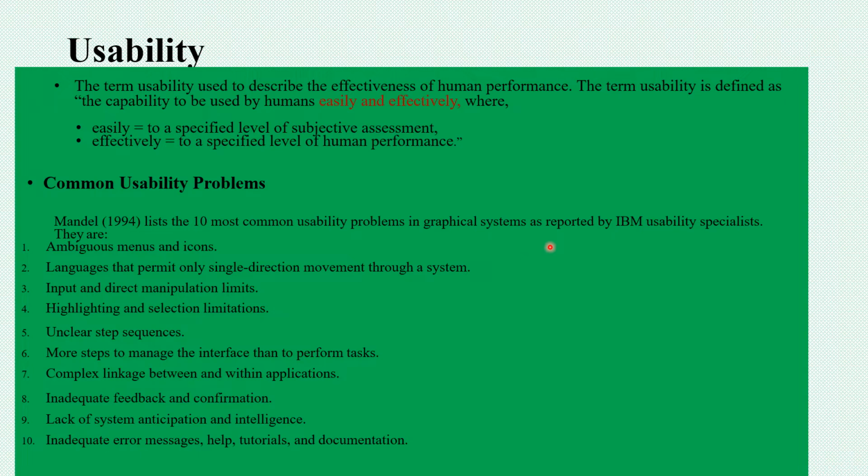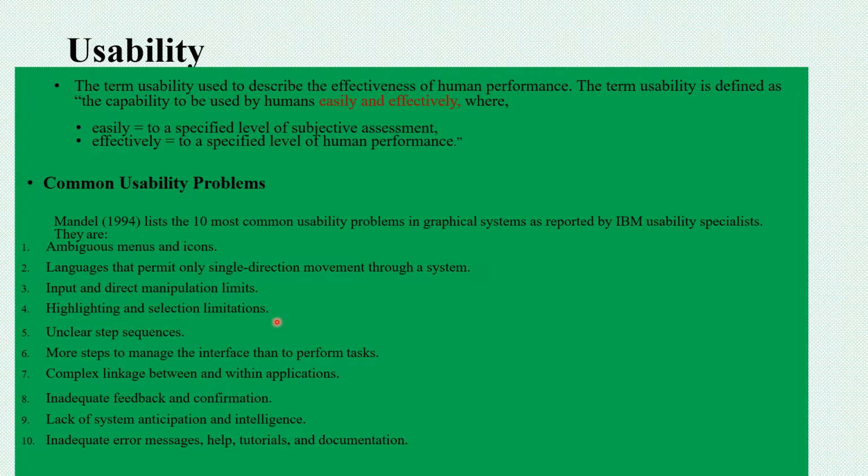There we have ambiguous menus and icons. Human performance is degraded because of ambiguous menus and icons. Many menus are confusing and ambiguous. There are any number of menu choices, and language that permits only single direction movement through a system. Some of the jargon used might not be understandable to the user. Then input and direct manipulation limits. So this is also one of the direct manipulation limits.